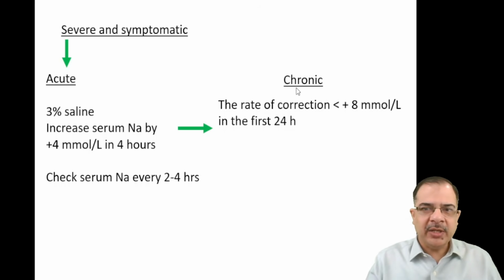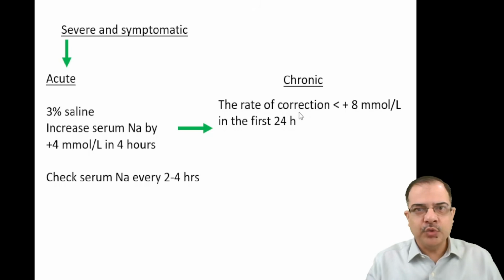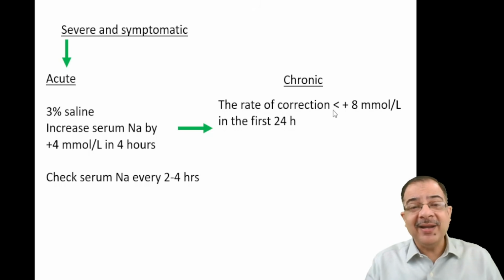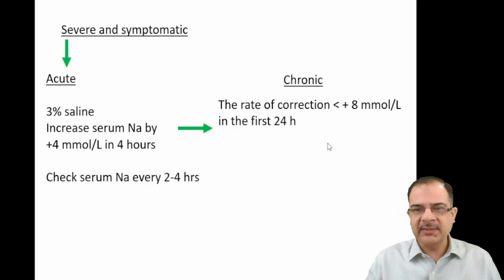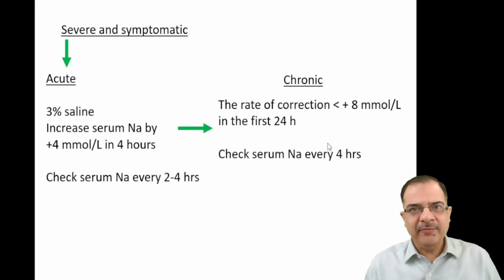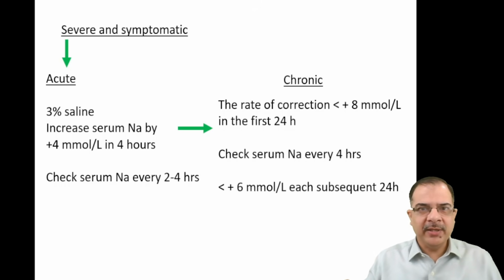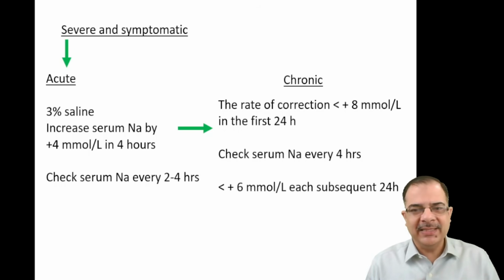Or if a patient comes directly to your emergency with chronic hyponatremia, and the sodium was 110, make it 118 in the first 24 hours. Then check sodium every 4 hours, and in the subsequent 24 hours we make it +6 or less than +6. Why is this kept slow?